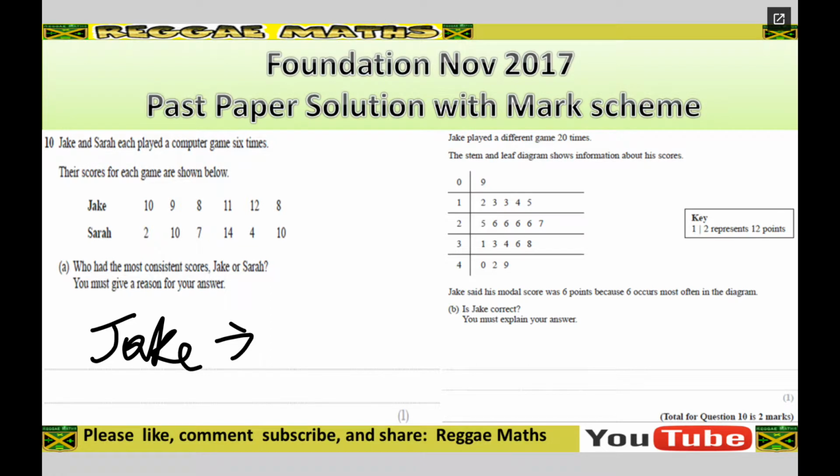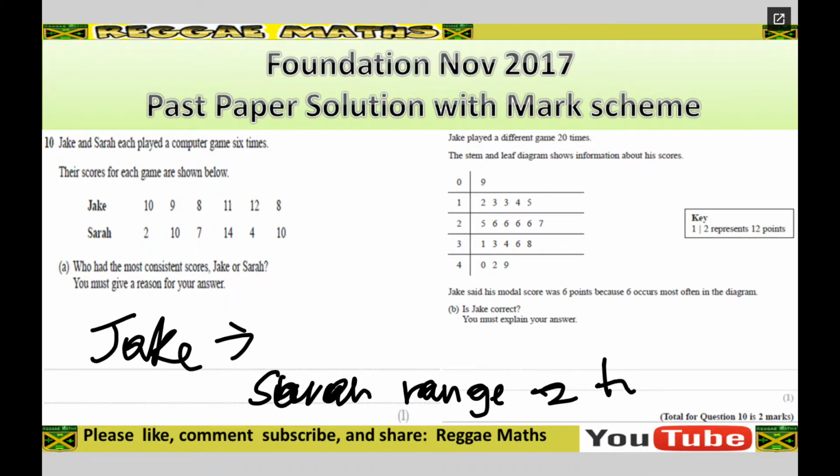So you got basically 8, 9, 10, 11, 12. But Sarah, you can see here, got a range, right? Sarah's range is from 2 to 14.